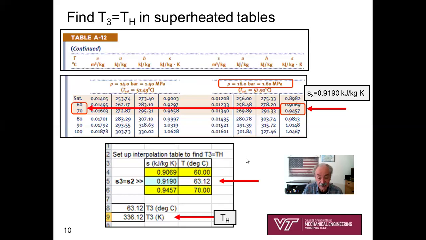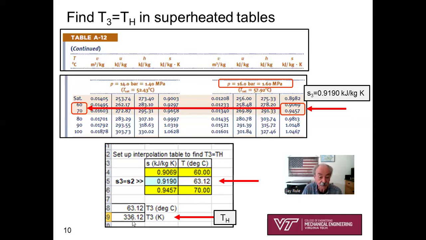Fortunately, here we've got the time. So I set up a little interpolation table with my given information. My entropy is 0.919. And so in Excel or on your calculator, you can quickly determine that T3 is 63.12. It's in between 60 and 70. My guess of 65 wasn't the best, was it? That was just a guess. It's a number in between 60 and 70 if I'm running short on time. But look, if I've got time to do the interpolation, my temperature is 63.12.